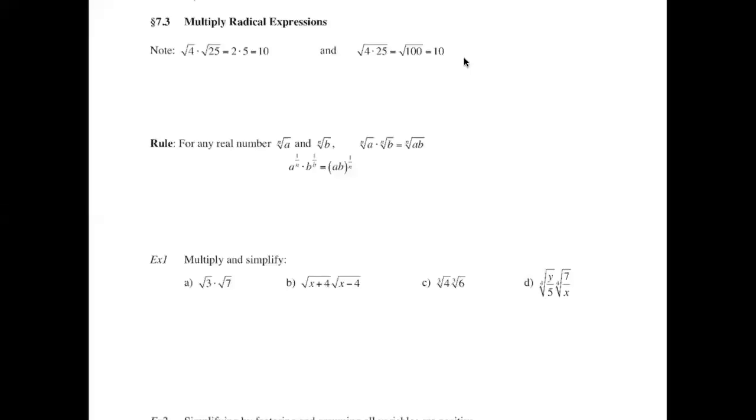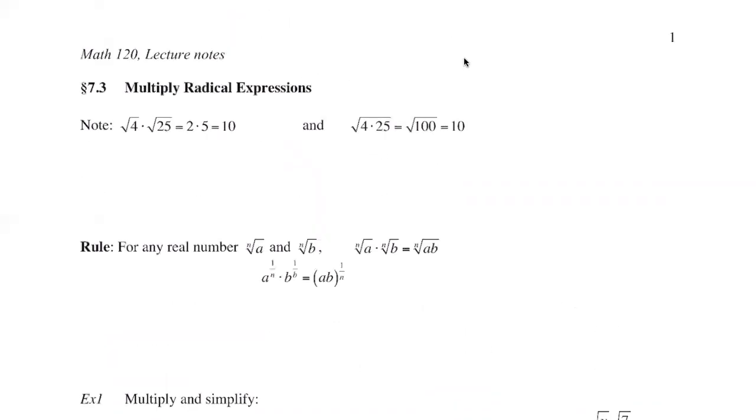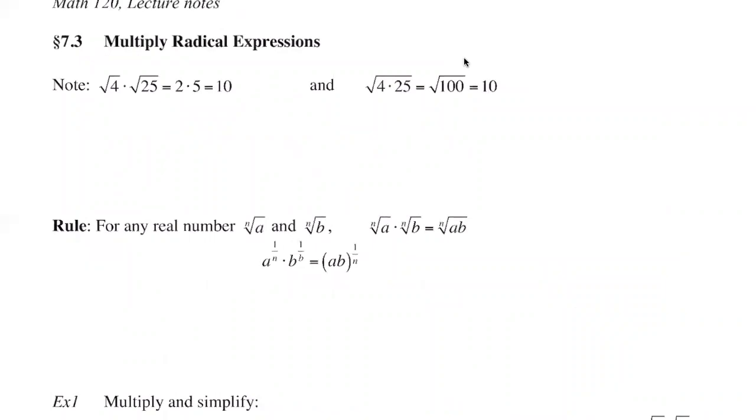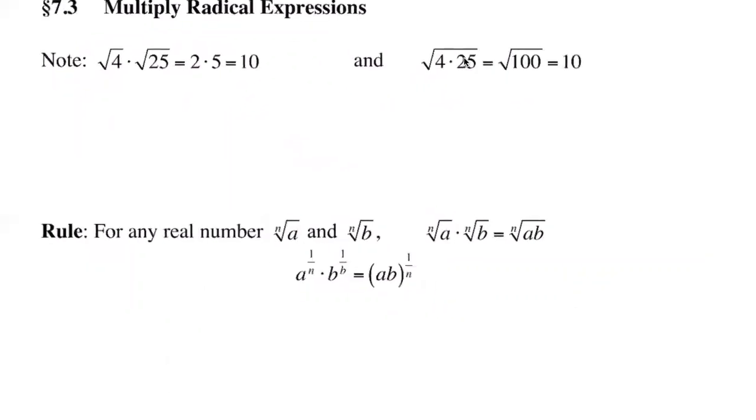So 7.3 is multiplication of radical expressions. This first example just shows us what we can do when we have two radicals multiplying together. Suppose we don't know how to multiply a radical expression, but we do know how to simplify it. We can take the square root of 4 and get 2, and the square root of 25 to get 5, and then multiply the results. This follows the order of operations, and that gives us 10.